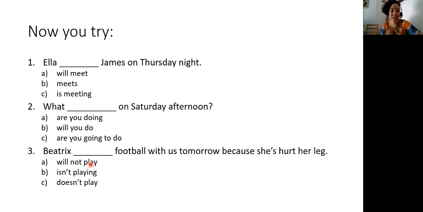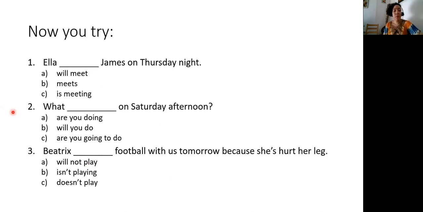And we're back. Ready? So number 1, Ella is meeting James on Thursday night. That's C, okay? Here, this is a plan, okay? What are you doing on Saturday afternoon? This is A. You are asking about plans for Saturday.